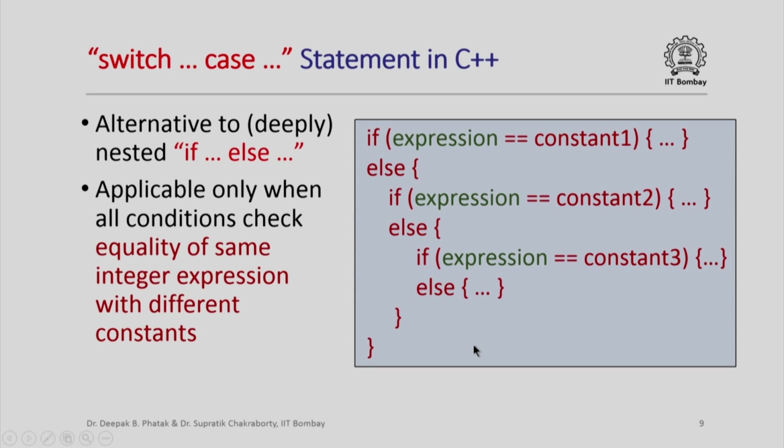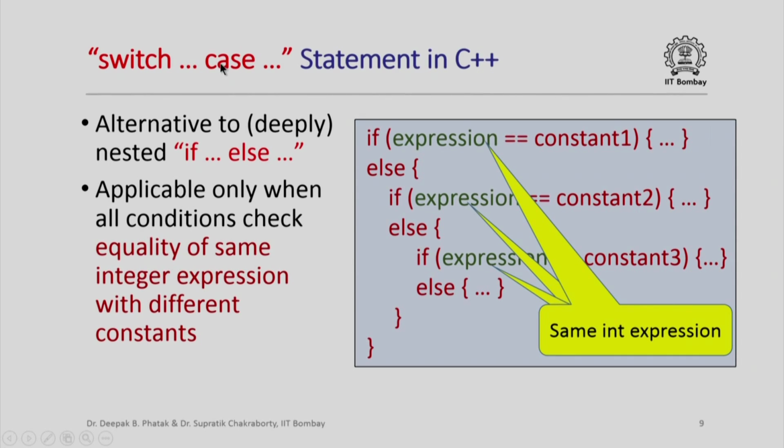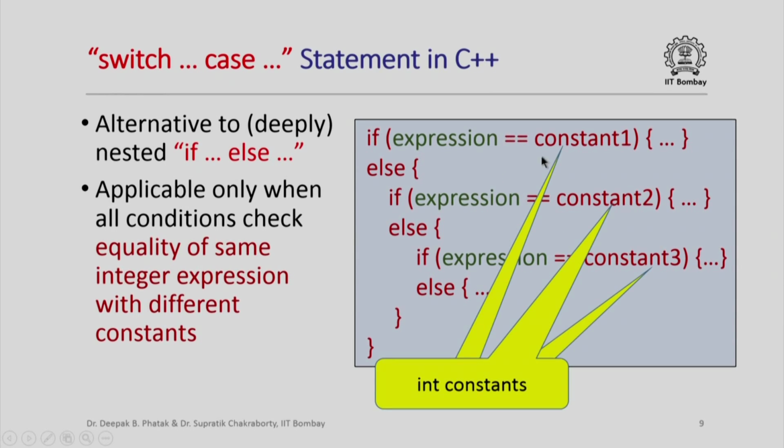So pictorially this is how it looks. If in the nested if then else, all the condition checks use the same integer expression, and the condition checks are just checking whether that same expression is equal to one constant or the other, then such a nested if then else structure can be replaced by an alternative statement in C++, which is called a switch case statement. I want to highlight here that all these expressions are the same integer expression, and all these comparisons are equality comparisons with integer constants.